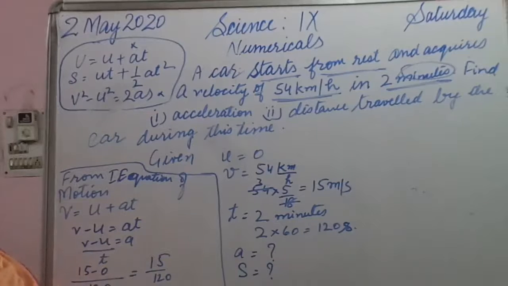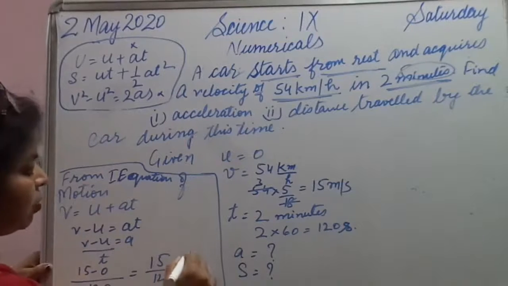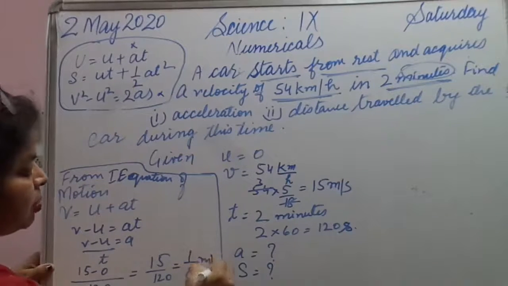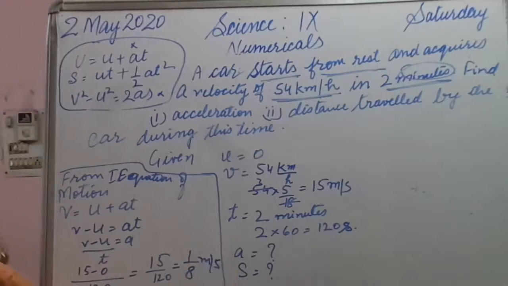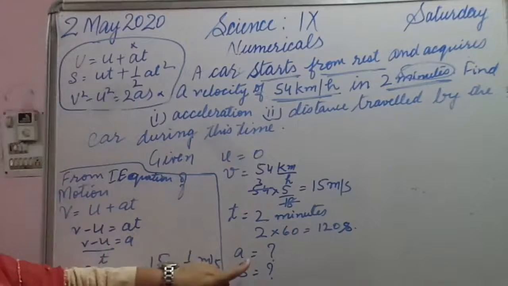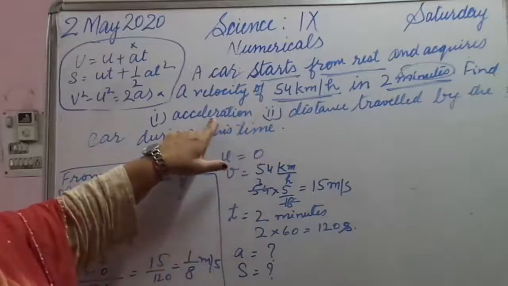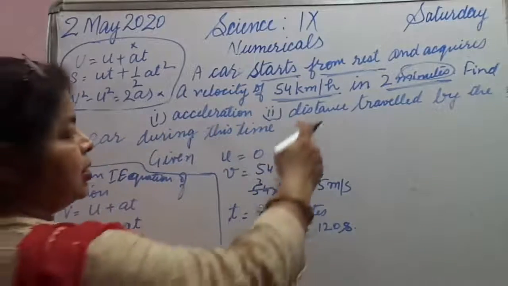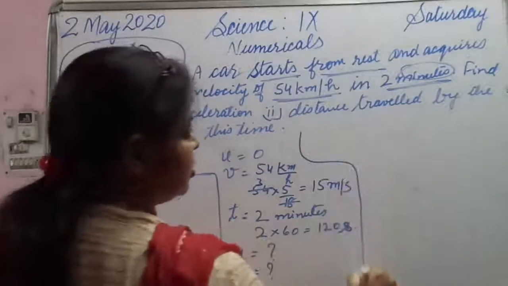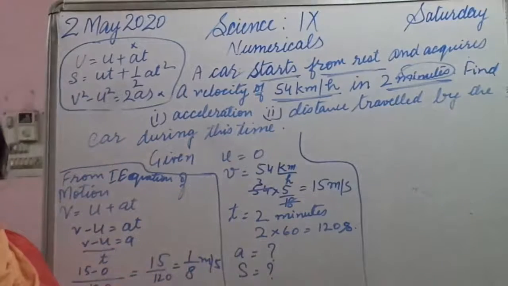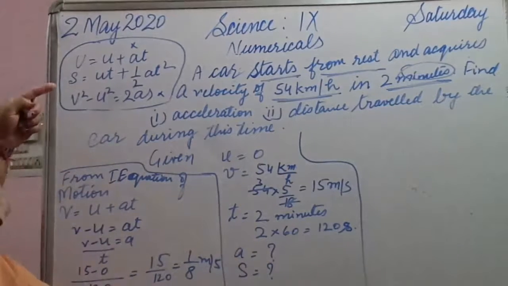Okay, so what it becomes? 15 upon 120, it will become 1 by 8 meter per second squared. So this is your first answer, in which you have found out acceleration. You are asked for acceleration. Then comes second, distance.